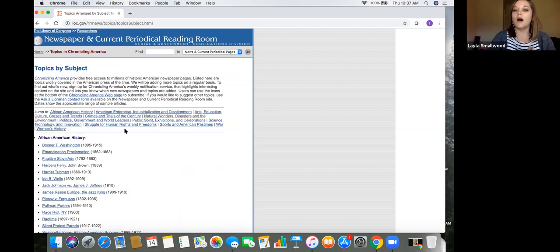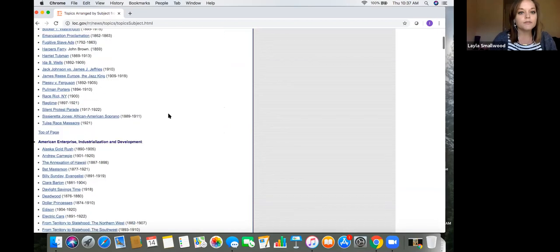So there are a lot of options here. If we scroll through, it'd take us a minute to get through everything. You can either scroll through and click on the link that you want specifically going through topic, or you can look at the hyperlinked menu up at the top and go from there. So where we're gonna go today is natural wonders and disasters in the environment. So let me click right there.